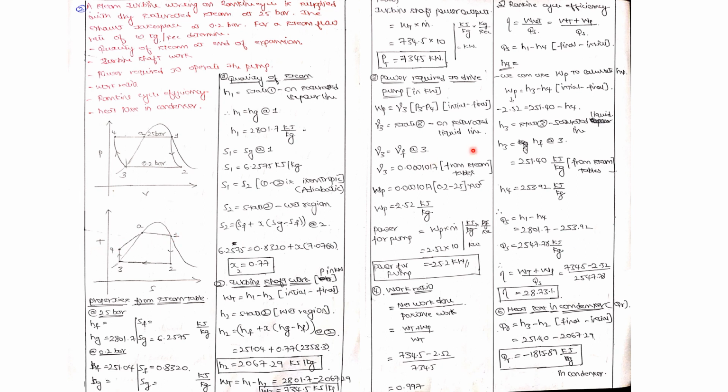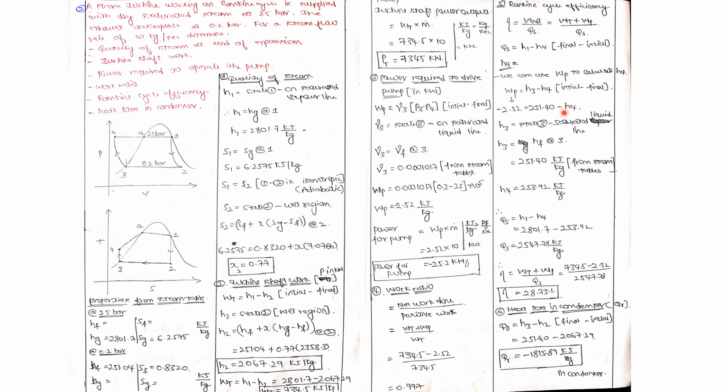How to calculate the value of h4? I already told you, this is a sentence to be remembered: if you want h4, always calculate the pump work. You have already calculated the pump work in the previous step. So pump work is this much, and pump work is given by what? Initial minus final, h3 minus h4. So h3 is this much and h4 is this much. H3 you have calculated? No. So what is h3? H3 is the enthalpy at state 3.